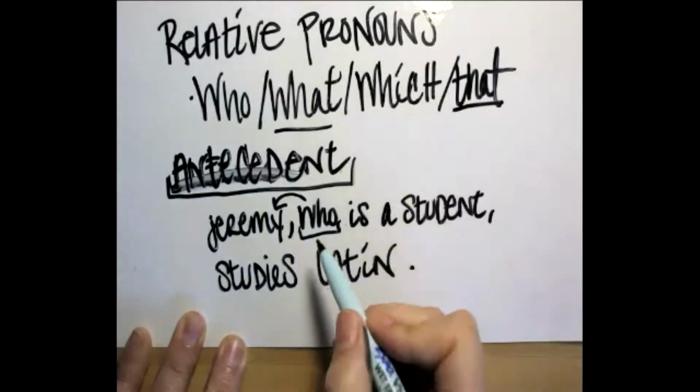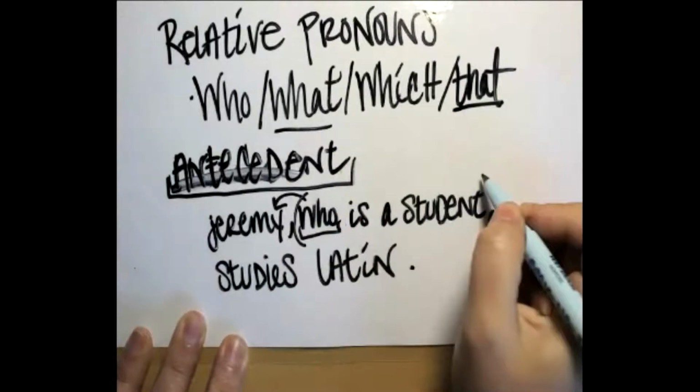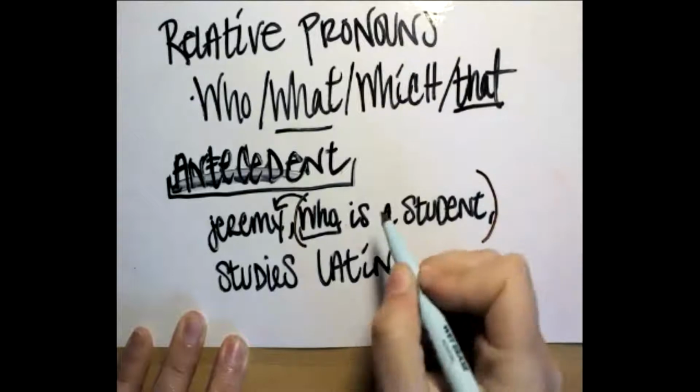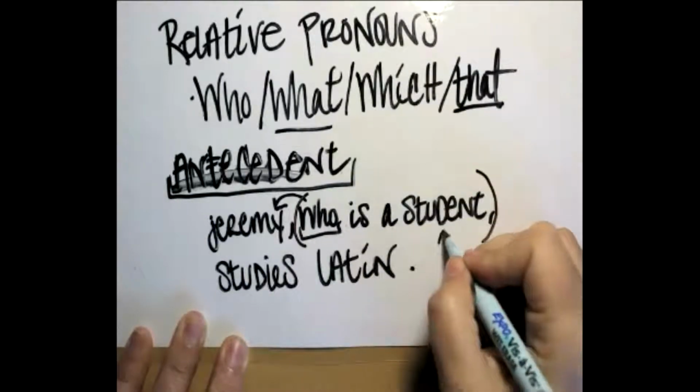This little thing right here, the little clause that contains our relative pronoun here, I'll use a different color so it's not as muddied. This little thing right here, this clause within a complete sentence here, this is called a relative clause.